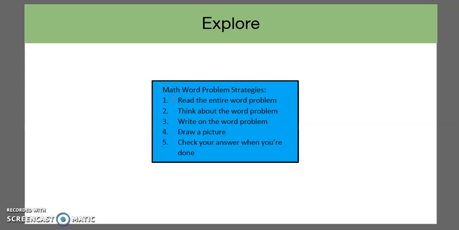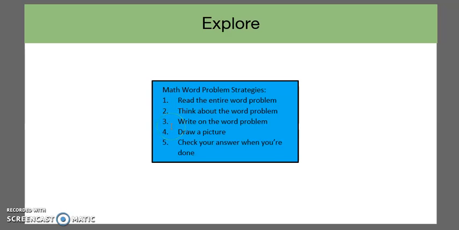First, we want to read the entire word problem. This may take several times. We may encourage students to read it multiple times so that they understand what the word problem is talking about. The second step is think about the word problem. Now that they have read it, think about what the problem means. What's the context of the problem, and have them say it in their own words.